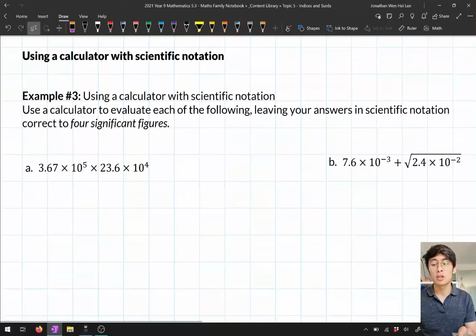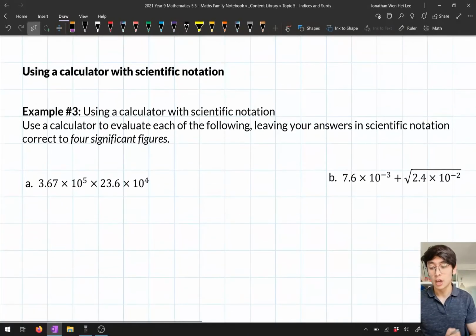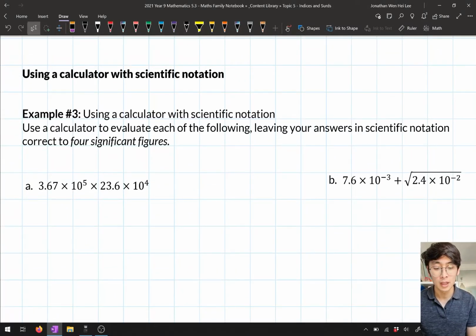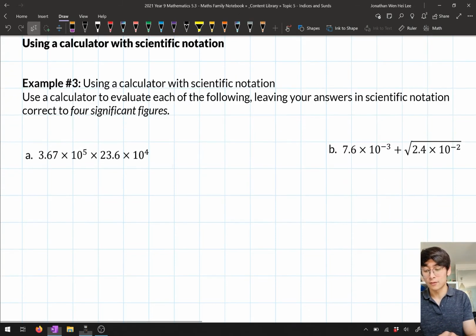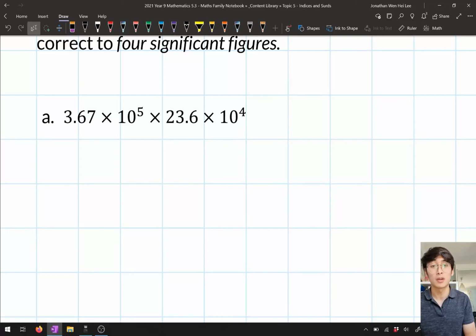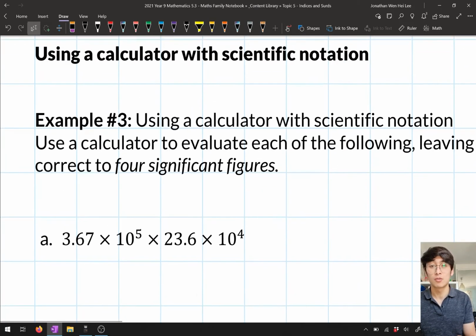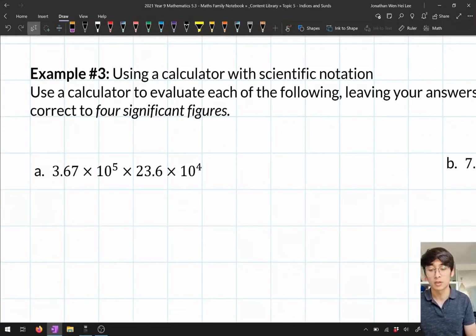Now the final part is actually we want to do some calculations using scientific notation. So use a calculator to evaluate each of the following, leaving your answers in scientific notation correct to 4 significant figures. Okay, so I'm going to show you how to do this using your regular calculator for the first part. And then in the second part, I'm going to show you a way that you can cheat a little bit and make it a lot quicker. So let's have a look at this first one. So what we want to do is figure out what this answer is and then write it in scientific notation correct to 4 significant figures.